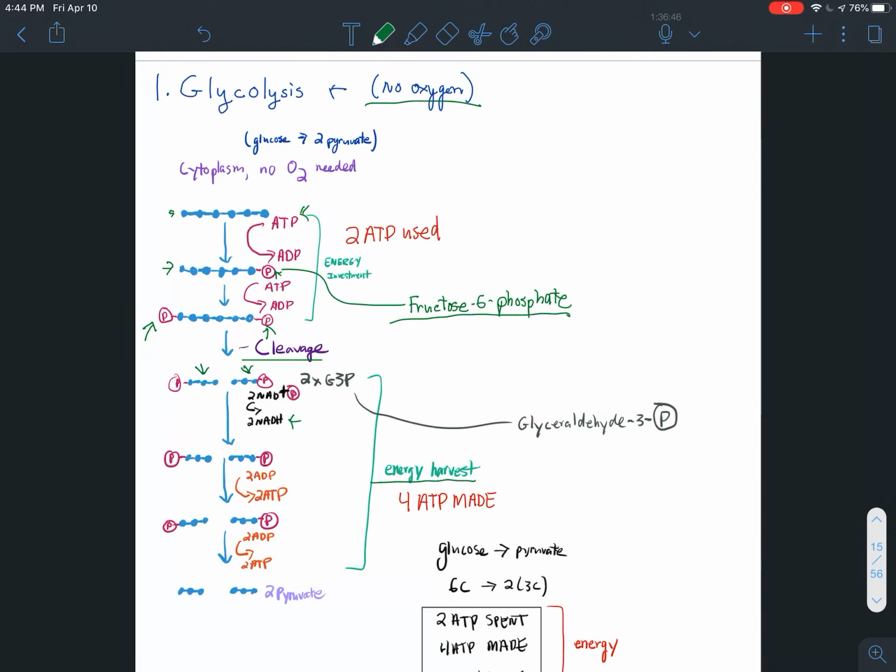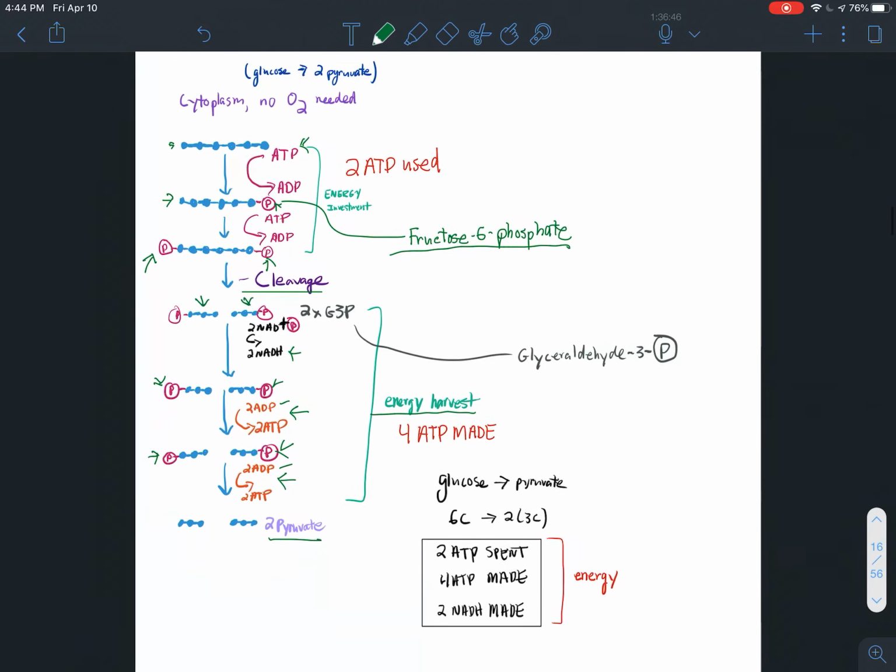Then we're going to add 2 ADP to pull phosphate off of G3P, and then another 2 ADP to pull off phosphate from G3P. This ends up being 2 pyruvate molecules. So these steps right here, like I just mentioned, 2 ADP right here and 2 ADP right here, pull the phosphate groups off to make 2 pyruvate molecules.